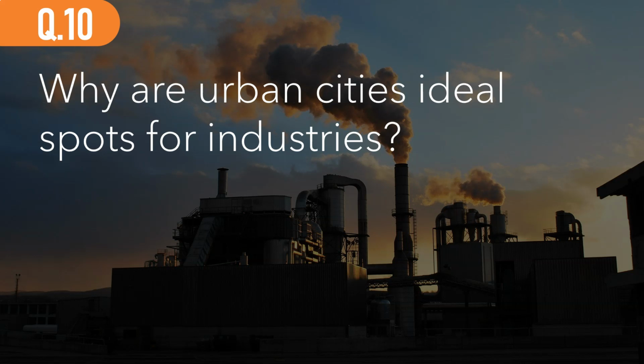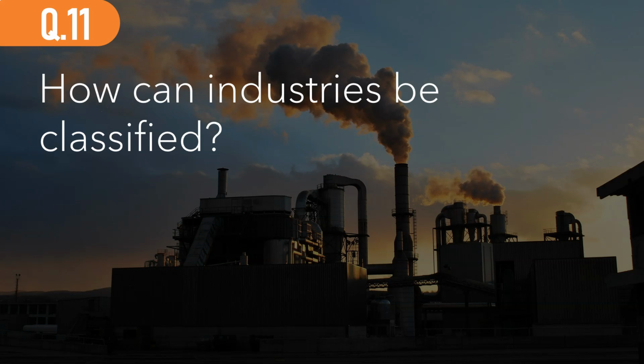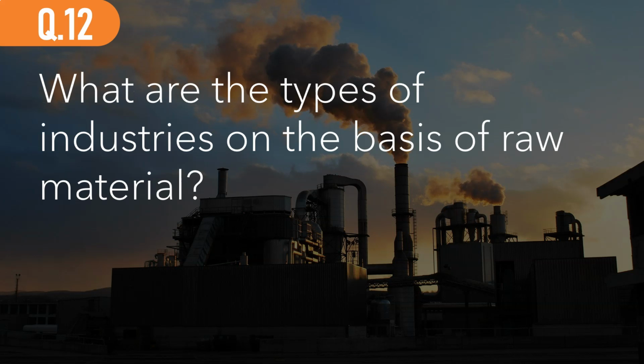Why are urban cities ideal spots for industries? This is similar to the last question. How can industries be classified? So now we're moving on to the next subtopic, which is types of industries. Industries can be broadly classified on the basis of raw material, types of goods being produced, type of capital investment, type of ownership, and finally, the bulk and weight of the raw materials. So now we get a bunch of sub-questions.